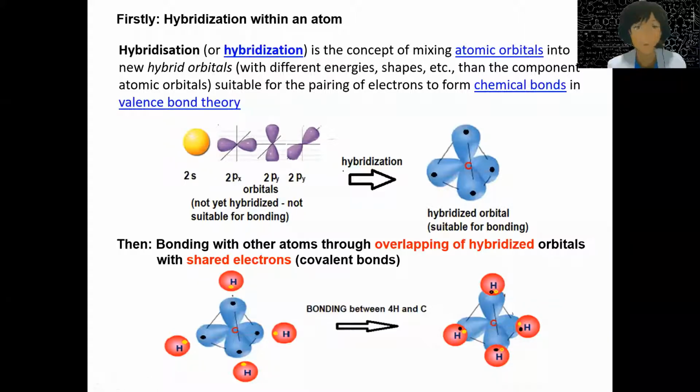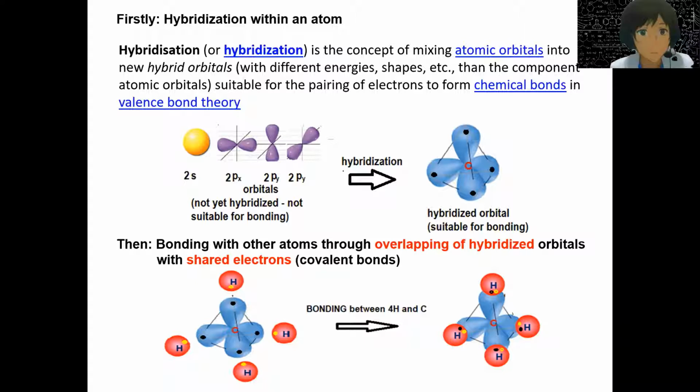We need to learn about this concept called hybridization between the atoms. Hybridization is the concept of mixing the atomic orbitals into new hybrid orbitals with different energy and shapes than the component atomic orbitals, which are suitable for pairing of electrons to form chemical bonds based on the valence bond theory.